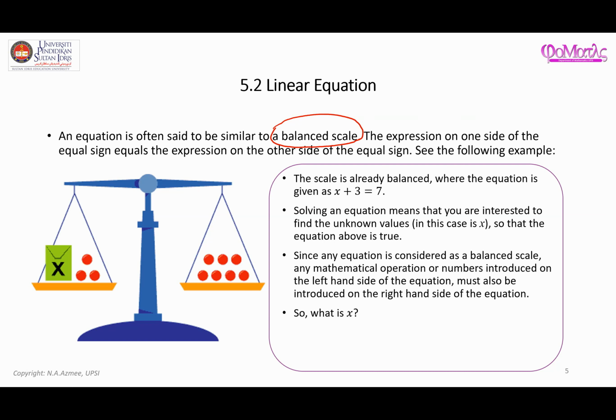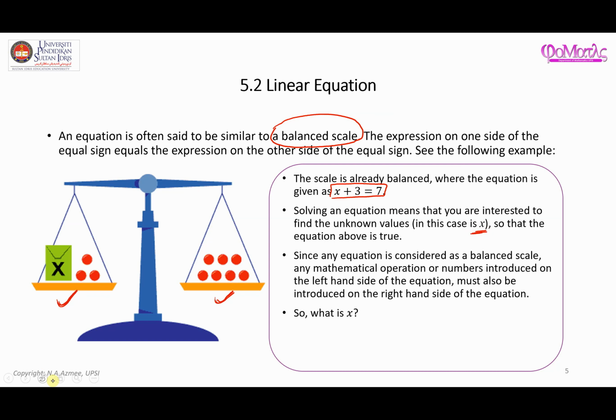As an example, if you have x plus 3 equals 7, you can think of it as x plus 3 on this side and 7 on this side. So the scale is already balanced. When you want to solve an equation, that means you want to find the unknown value. In this case, the unknown value is x.